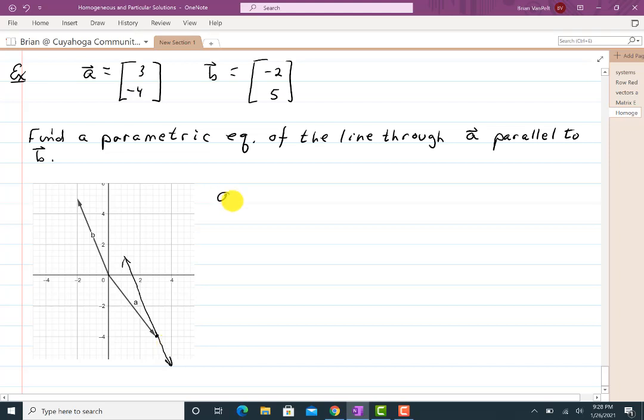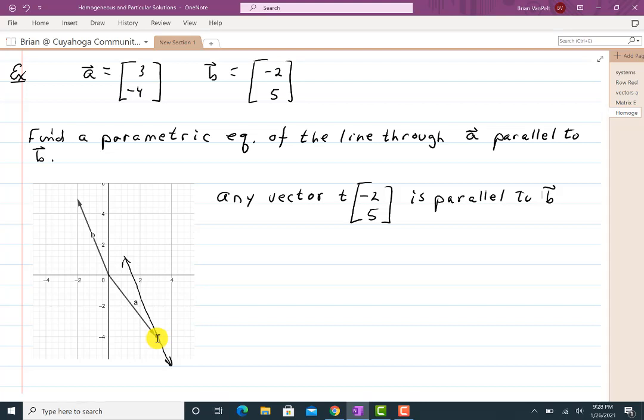All right, any vector t times, well, what was B? Negative 2.5 is parallel to B. So as t runs from negative infinity to infinity, I'll get a line, and if I don't do anything to it, B will be extended up and down from negative infinity to infinity, be a line through the origin. But if I want to get another line, so this here, it's not just parallel to B, it is the line generated by B. But if I don't want it to be on B, but I want it to be parallel to it, I'll have to add it to A.